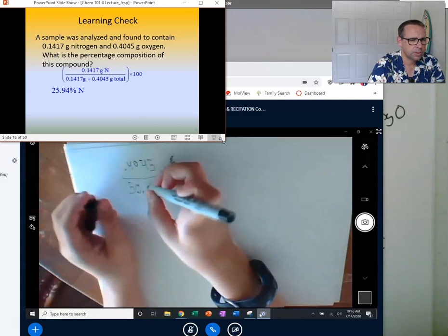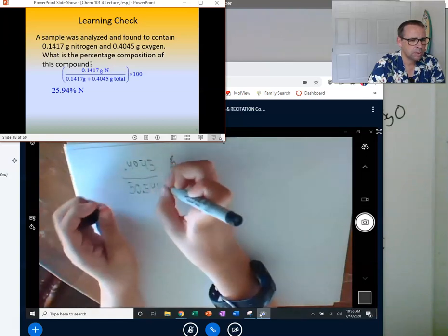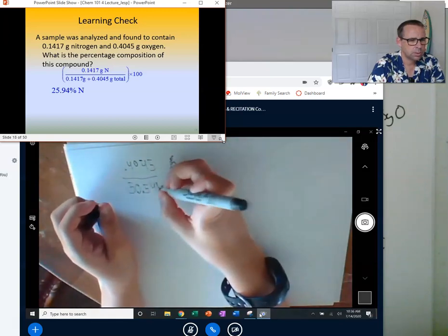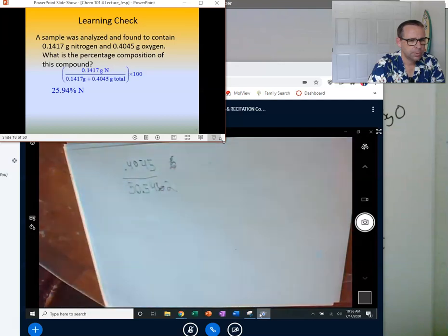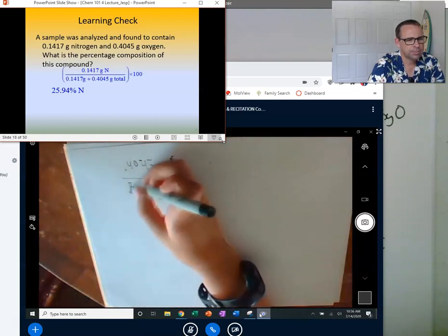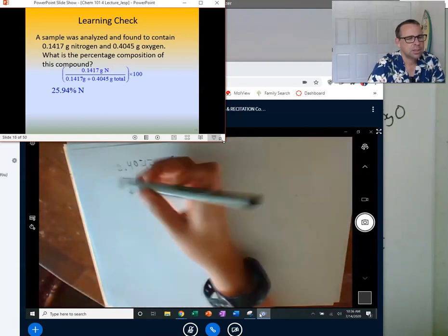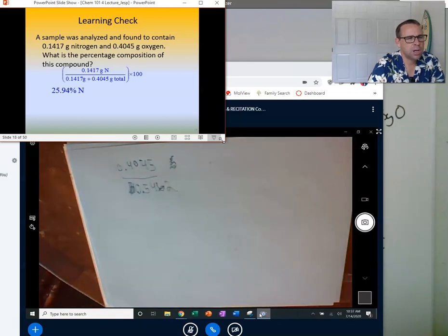0.5462. So get rid of that 5 in the front. It's just 0.5462. Very good. Excellent. That's right. Grams of oxygen over grams total. So go ahead and lay your calculator down there so we can watch you work on it.